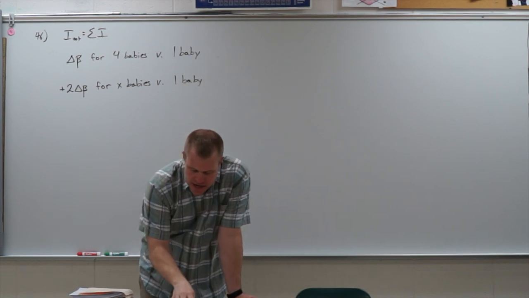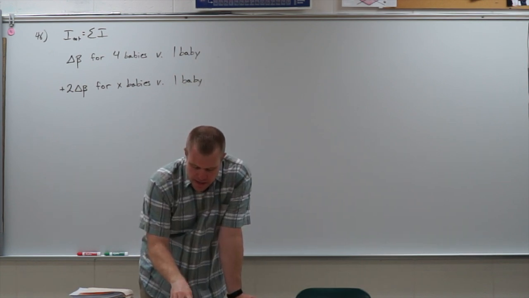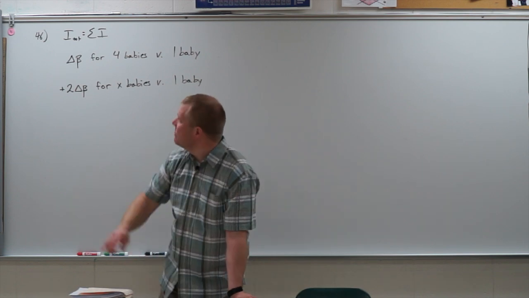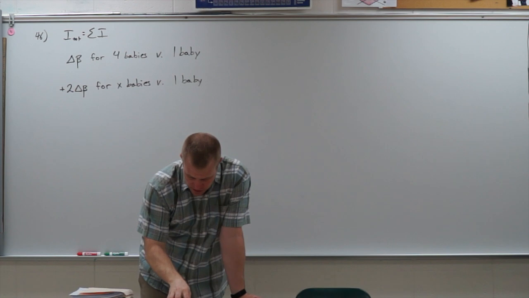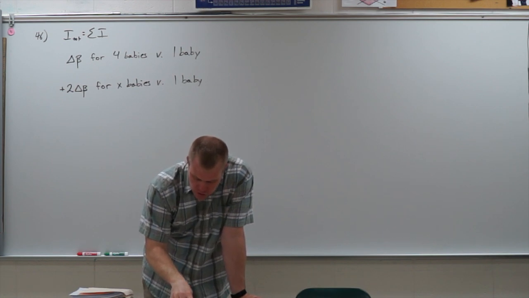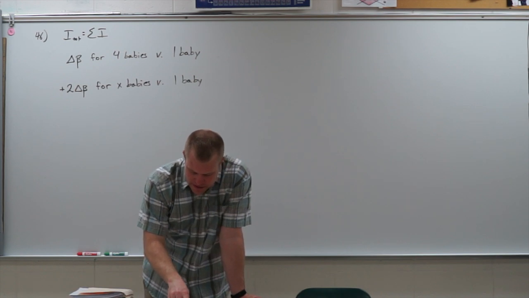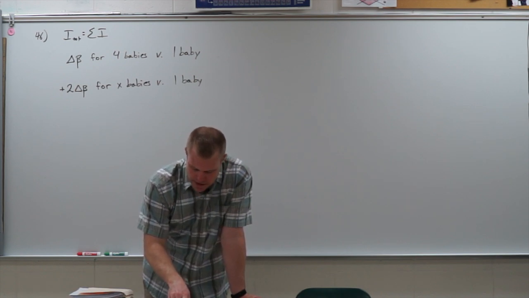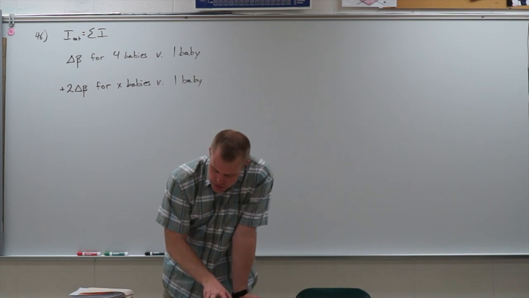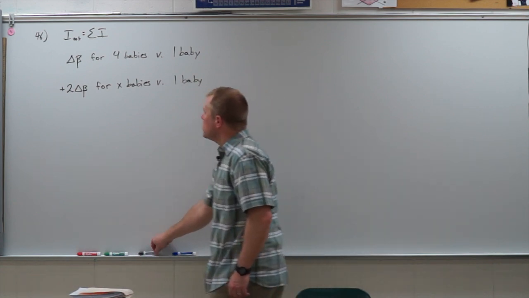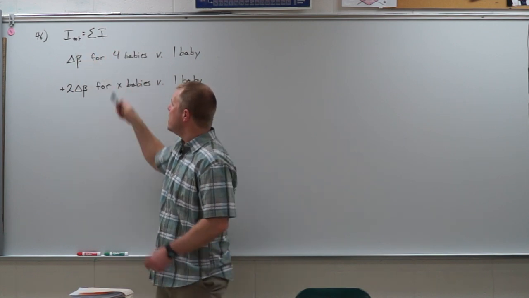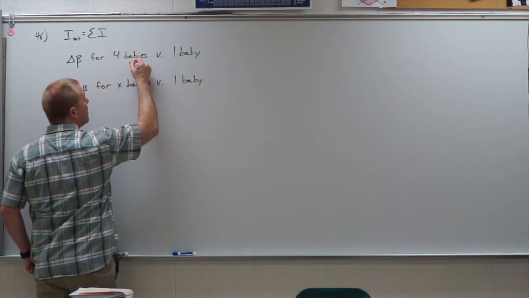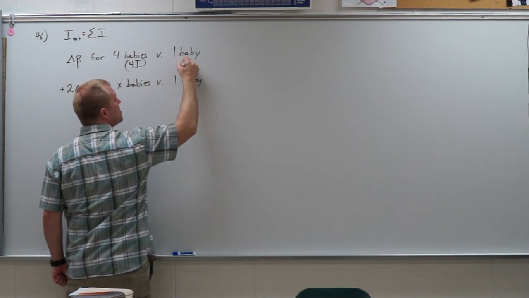Number 46: the intensity due to a number of independent sound sources is the sum of the individual intensities. So if I add up all the intensities, I get the total intensity. When the 4 quadruplets cry simultaneously, how many decibels greater is the sound intensity level than when a single baby cries? Okay, so let's figure that out. We have 4 babies, so that means there are 4 intensities. So my total intensity here would be 4I, and my intensity here would just be I.